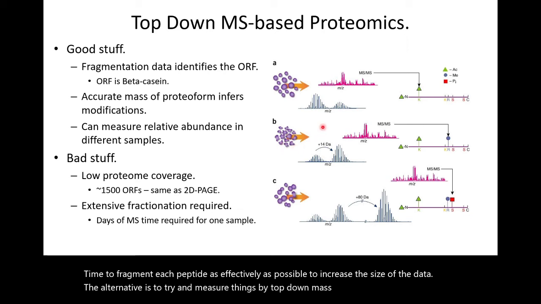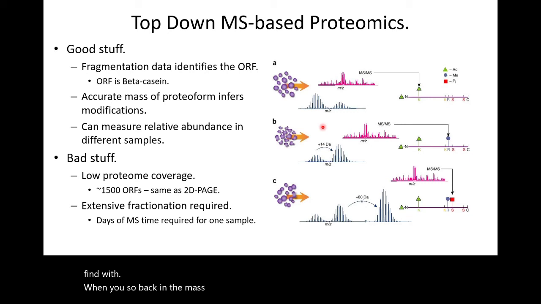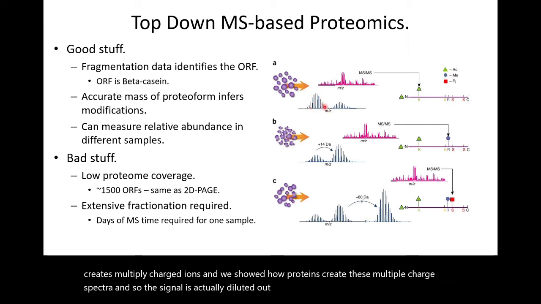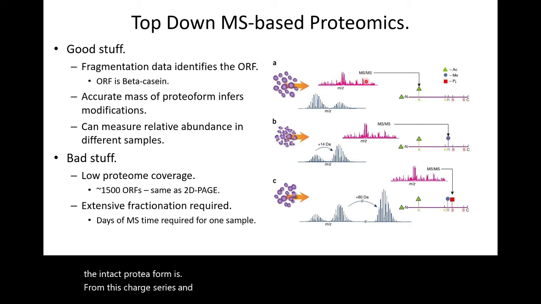And what you find with, back in the mass spectrometry lectures, we talked about electrospray and how that creates multiply charged ions, and we showed how proteins create these multiple charge spectra, and so the signal is actually diluted out across different charge states. But what we can do is we can run the same sample across, and we can work out what the mass of the intact proteoform is from this charge series, and then fragment it to get information that will tell us what the open reading frame was.